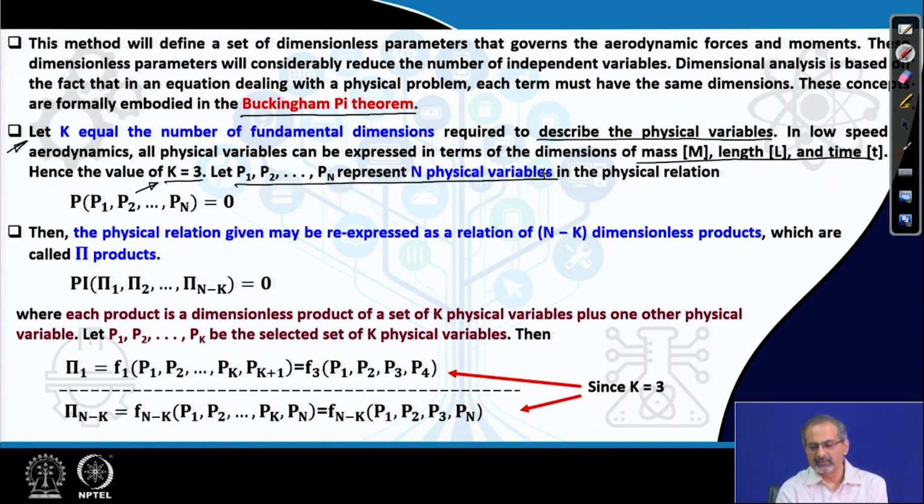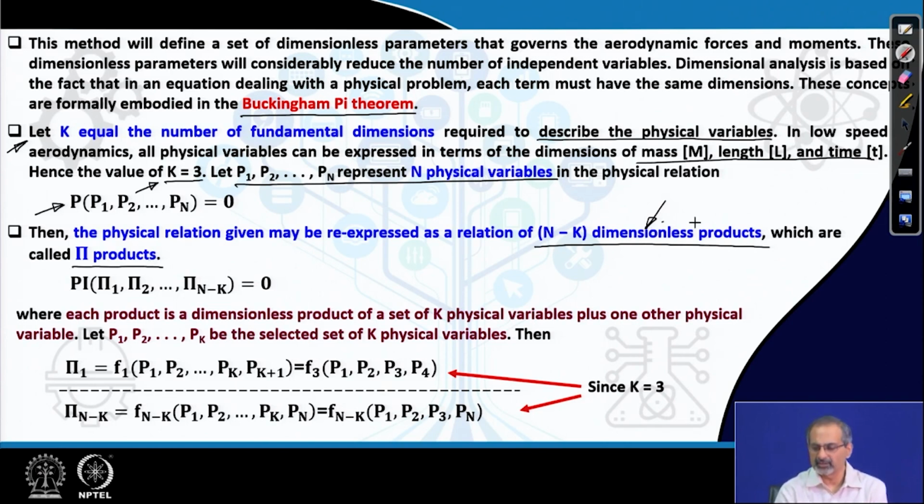Additionally, we will account for n physical variables which are sufficient to describe the physical relation given by this function, which is not known to us yet, but we are representing it in this form, where the n number of physical variables are the independent variables. Then the physical relation given may be re-expressed as a relation of n minus k dimensionless products. So, from dimensional physical variables which are n in number, we are now going to a lesser number of dimensionless products which we will call pi products.